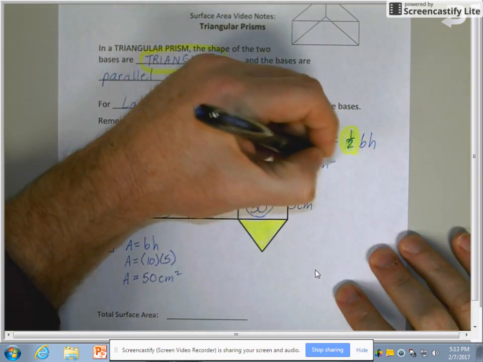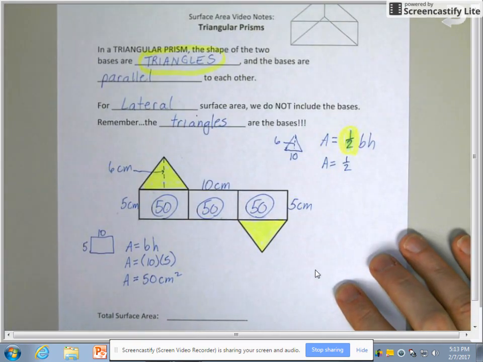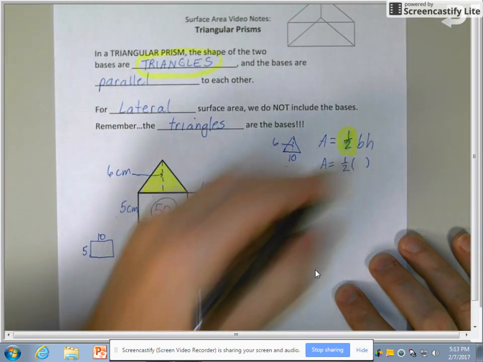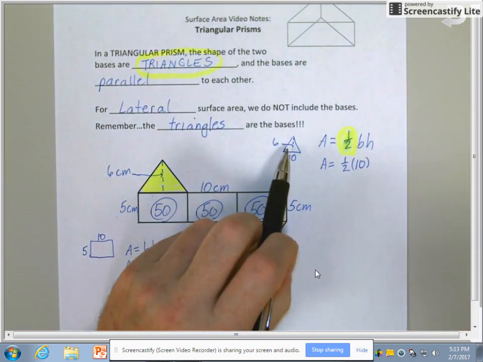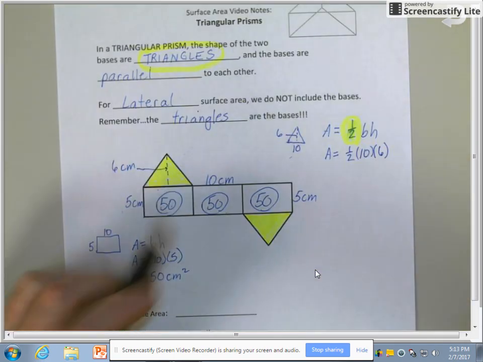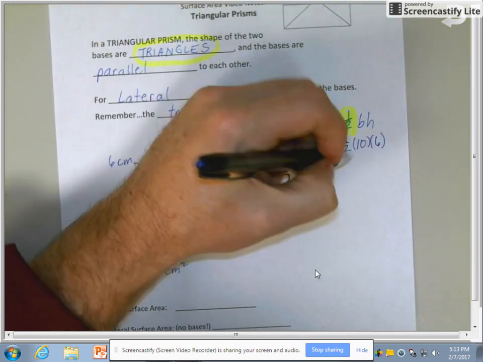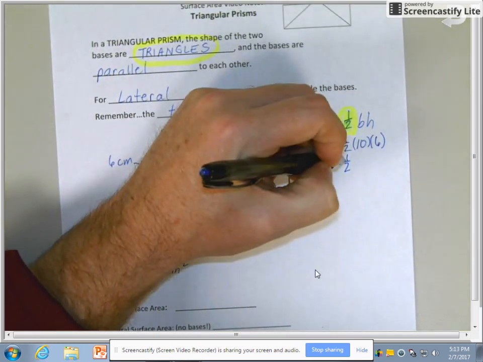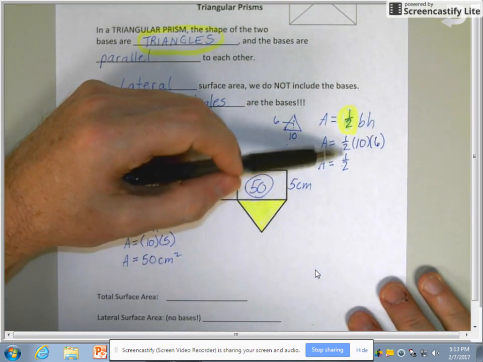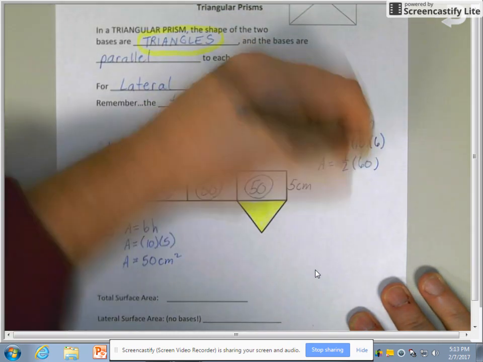So in our particular triangle, we have 1/2. Let's rewrite that. Make sure you have that there. And then the base is, we said, 10. And the height of our triangle is 6. Now rewrite your formula. Don't forget to continue to write that 1/2 as you're solving. And so 10 times 6 is 60.